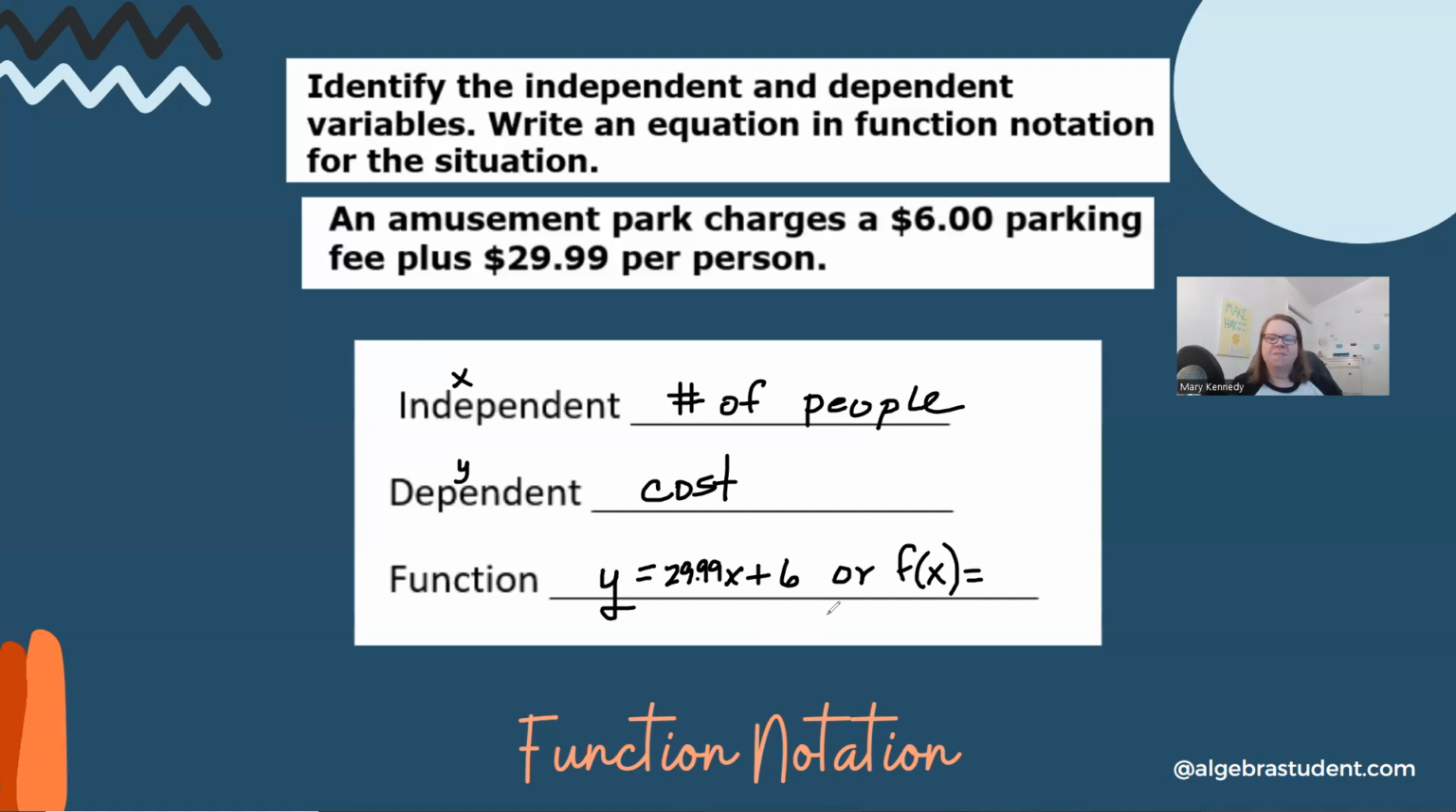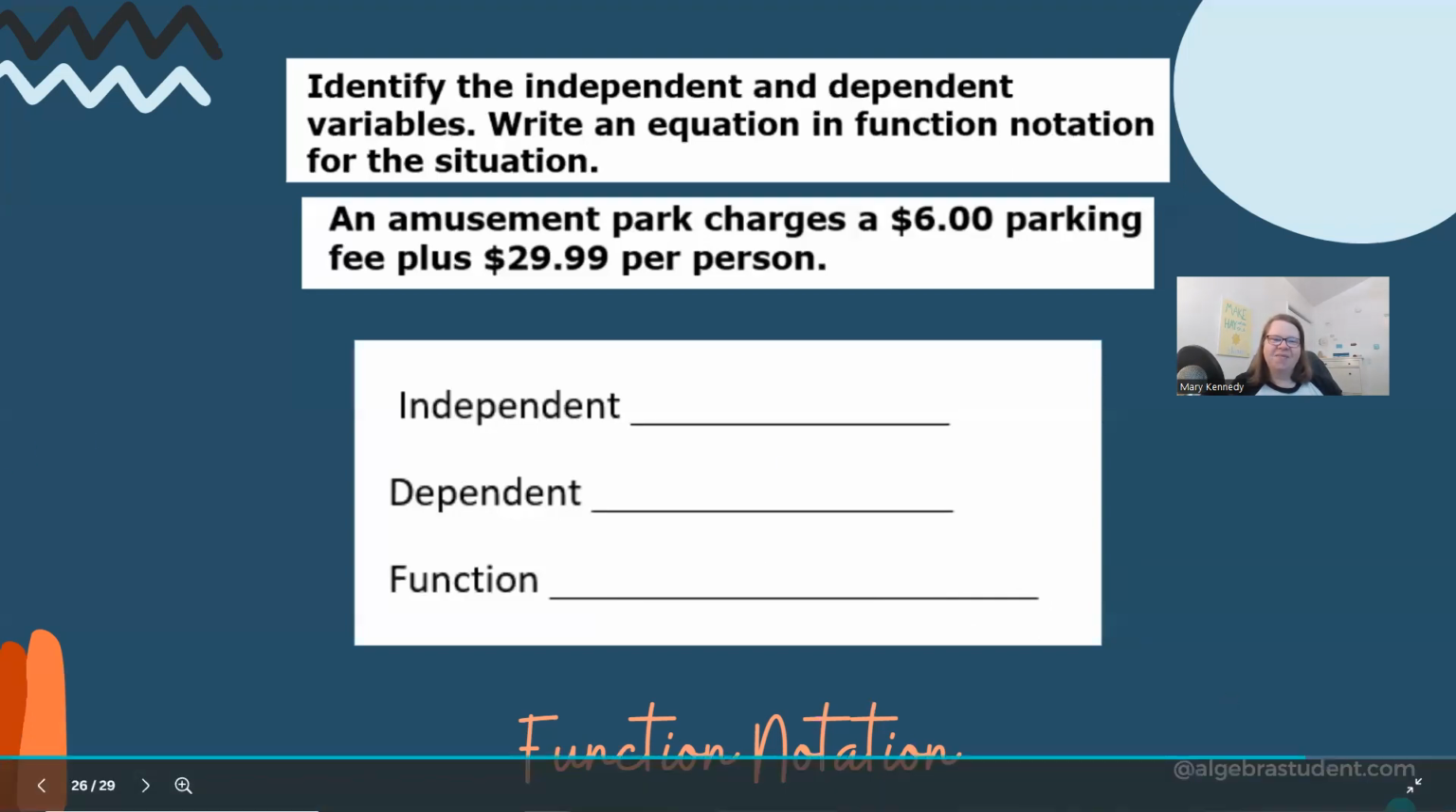So, yeah. All right. So it could be written that way, or it could be written with f of x, and it's the same thing, right? $29.99 times that independent variable, that's the number of people, plus the $6 to park. And so sometimes you'll see it as y equals, but usually it's a function. So you're going to see f of x equals, but it's the same idea. Okay, let's kind of wrap that up.